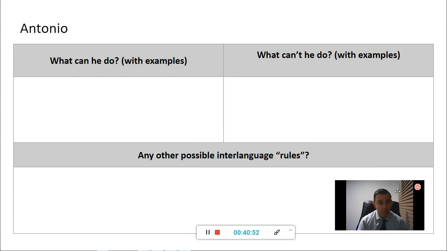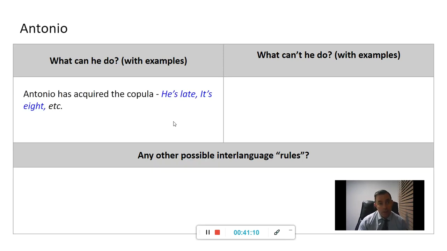you're going to notice what can he do? What can't he do? And I'm going to reveal my examples because you're going to do the same thing with Chun. What can he do? Well, it looks like he has acquired the copula because he's using the copula a lot, right? That's, by the way, a novice level morpheme. You might remember the order of acquisition, right?